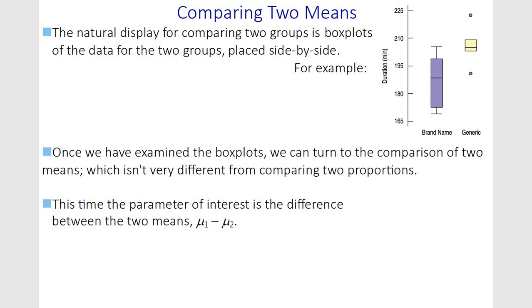All right, so to compare two means, the best way is to visualize it, and the best visualization usually is a box plot. Comparing the two side by side really is helpful. Once you have them side by side, you can create that comparison, which isn't really different from comparing two proportions. However, this time the parameter of interest is the difference between the two means. So you take one mean minus the other mean.